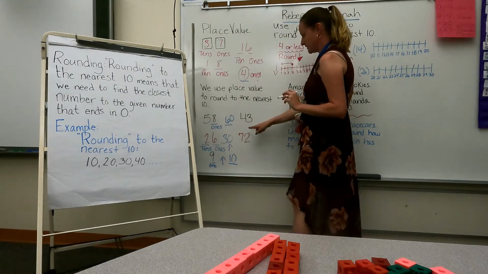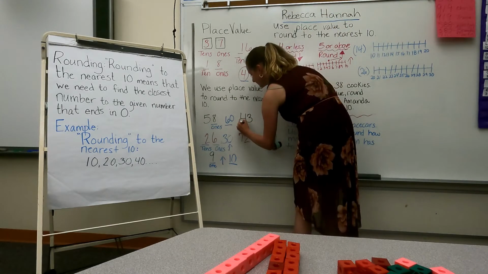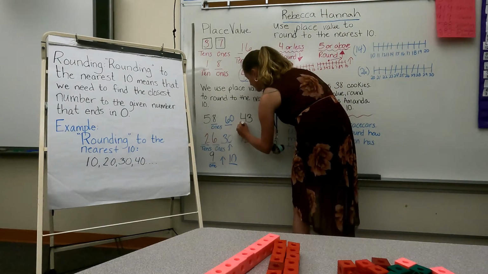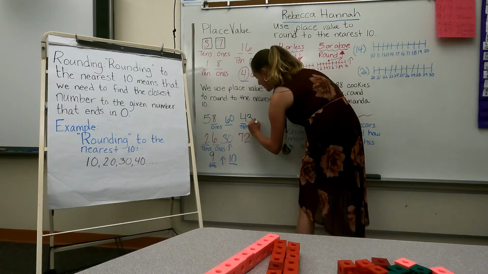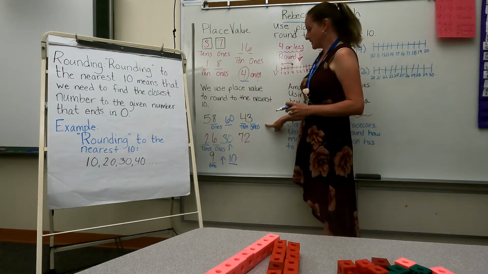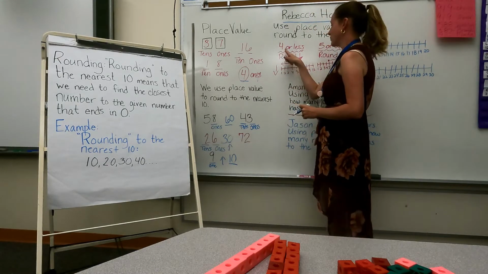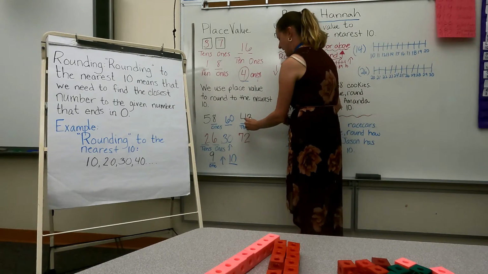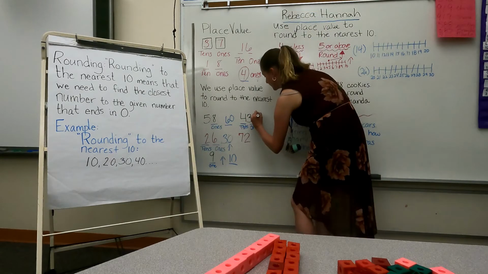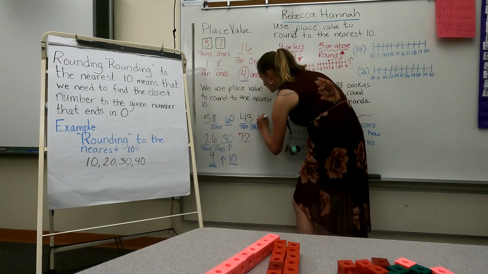Our next number is 43. The 4 is in our tens place, so we have 4 tens and 3 ones. Because the number in our ones place is 4 or less, we round down. The closest 10 to the number 43 is 40.